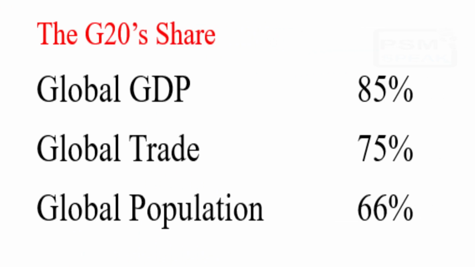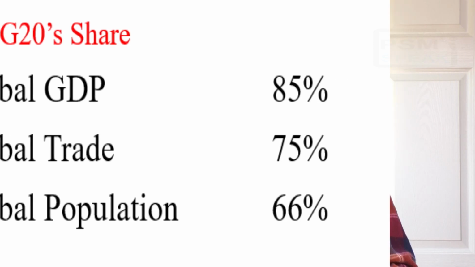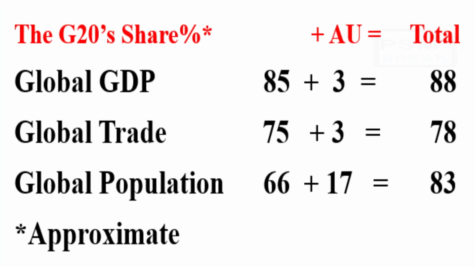G20, if we compare its status in the world, it accounts for 85% of the global GDP. And we said trade, 75% of world trade, global population, 66% of the population. Now, with the inclusion of African Union and 55 countries, its GDP in world GDP is approximately 3%. I have rounded it off. It is something like 2.84%. So adding 3%, the G21 now represents 88% of world GDP.